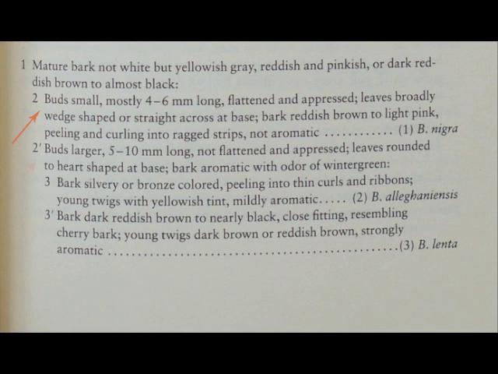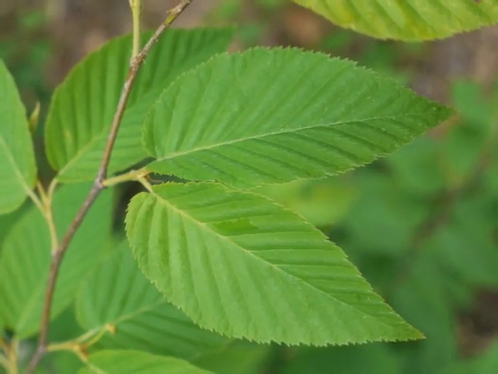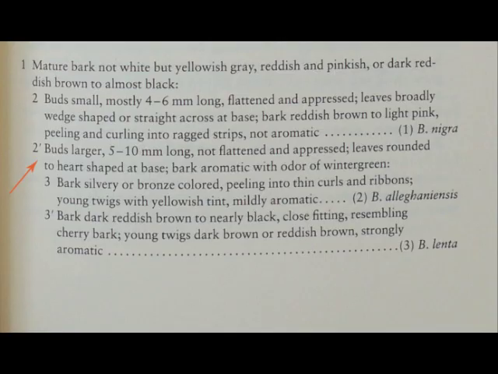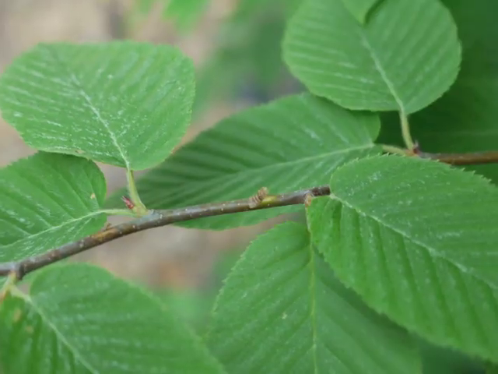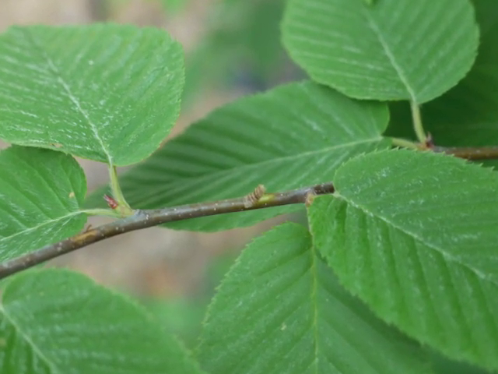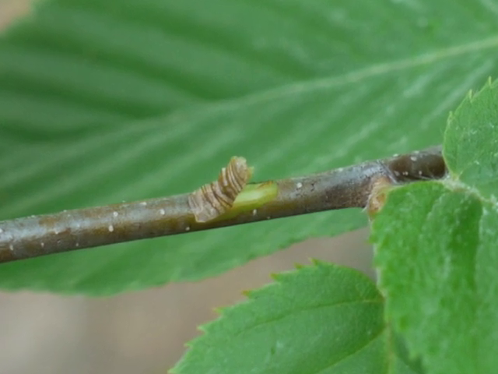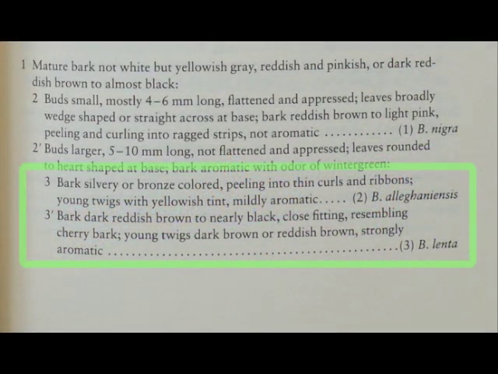Or key number 2 prime, buds larger, 5 to 10 millimeters long, not flattened and appressed, leaves rounded to heart-shaped at base, bark aromatic with odor of wintergreen. It seems like number 2 prime is our choice, and let's just check out that aromatic with the odor of wintergreen idea. After scraping some bark from a twig and breathing deeply of the twig, it is obvious that this tree is definitely aromatic. All right, one more couplet to read and choose from, and we'll know what our tree is.